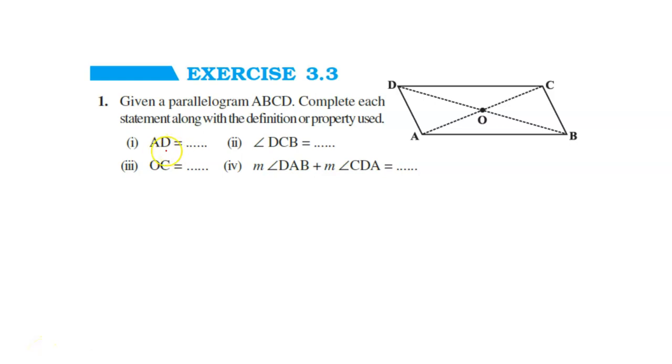Here they have given AD is equal to, so we need to find what AD is equivalent to. This is a parallelogram ABCD. We have the rule that opposite sides are equal, that is AB equal to CD, similarly AD equal to BC. So for the first question, AD is equal to BC. Why? Because opposite sides are equal in a parallelogram.